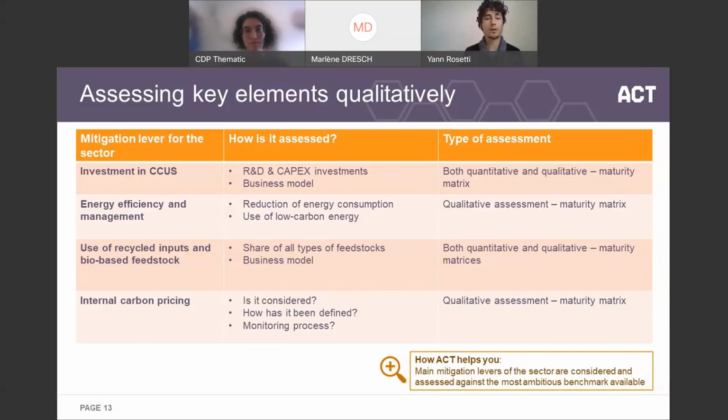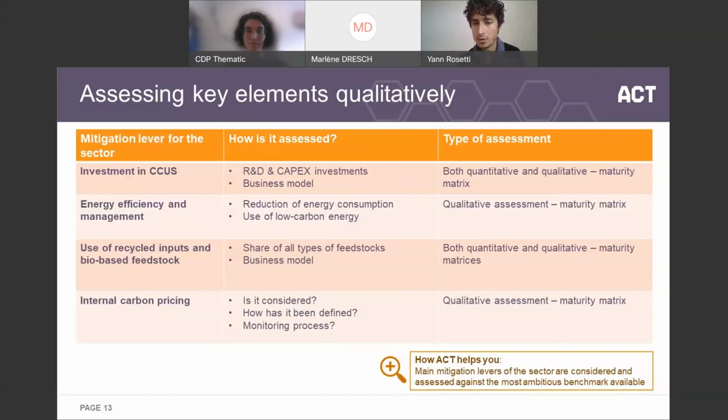And when we are talking about qualitative assessment, we are mainly using maturity matrices, defining different levels from a really basic one to a low carbon aligned state, depending on the elements that the company is showing and providing. So the main mitigation levels of the sector are considered and assessed against the most ambitious benchmark available, as we saw before.